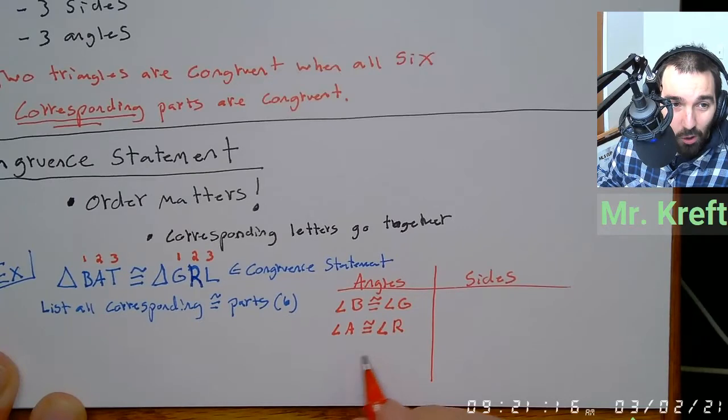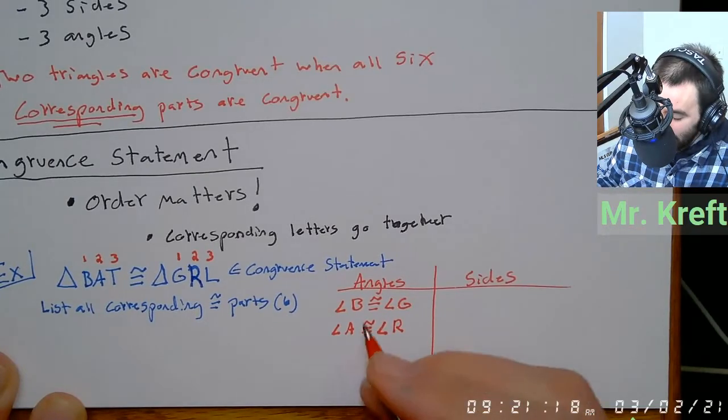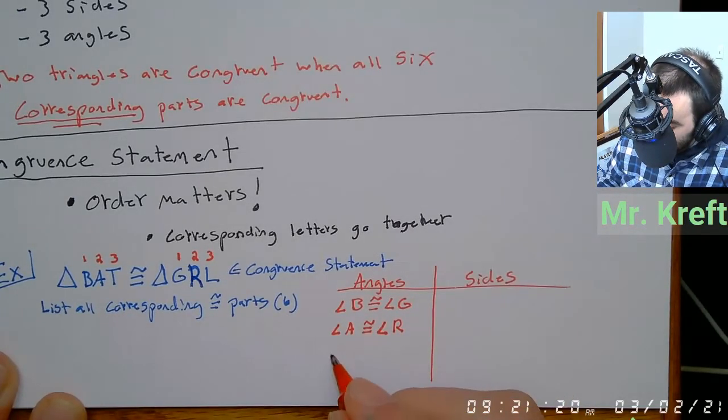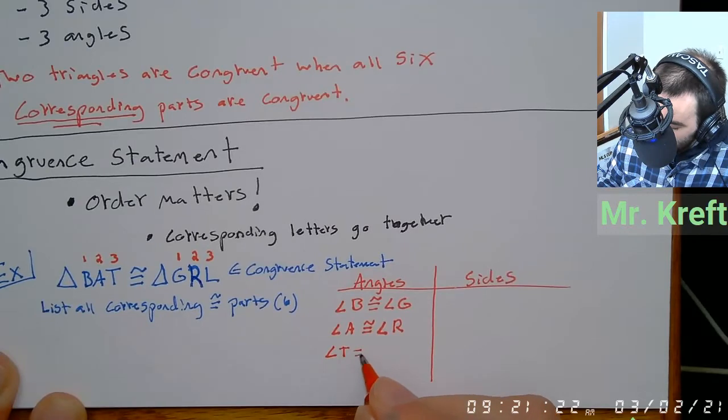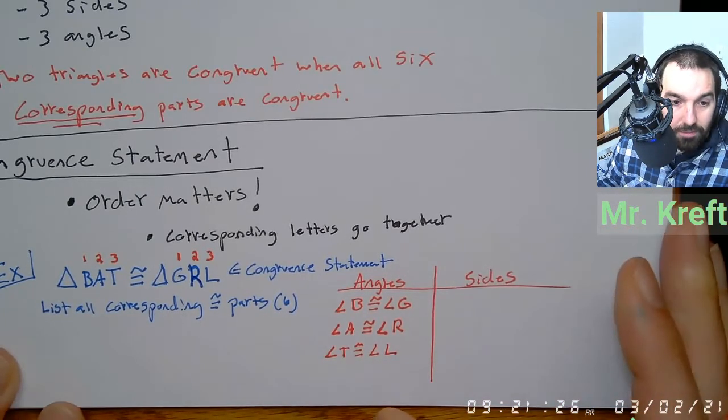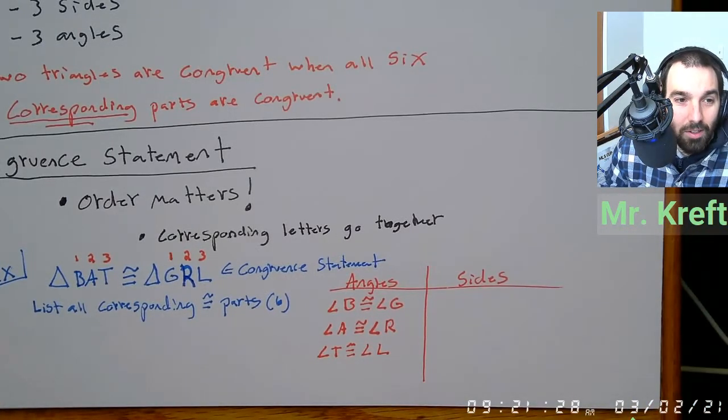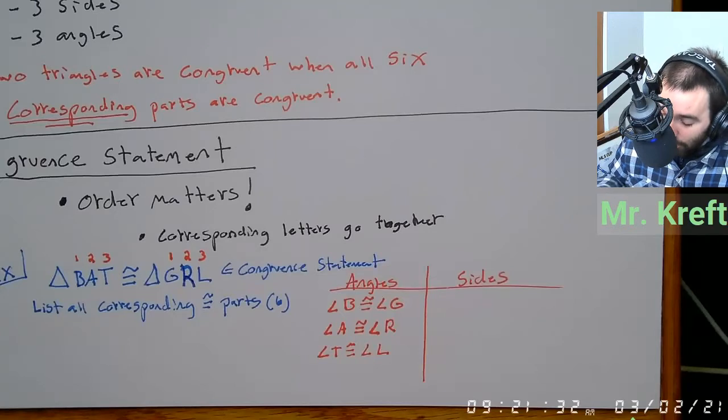So, again, angle A is the second. So, angle R is the second in the other shape. Thank you, guys. You guys are rocking it. So, I bet at this point, you guys already have the third one, right? The third letter is T, and the third letter is L. Wow. So this is pretty straightforward, right?